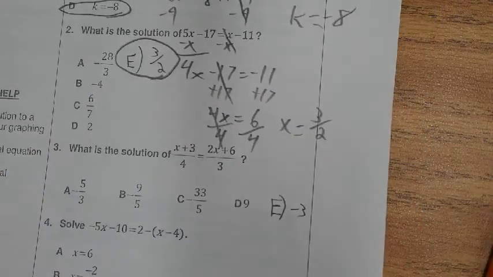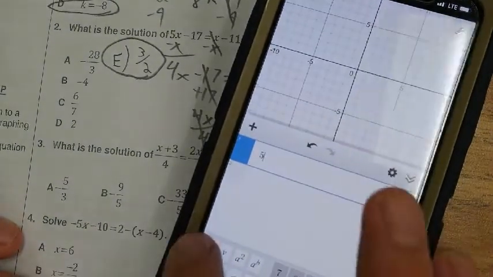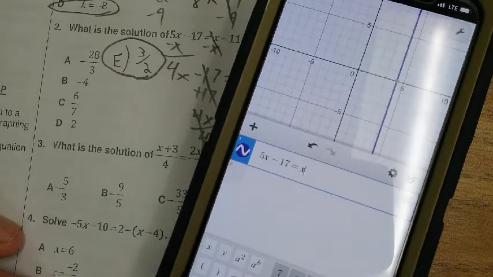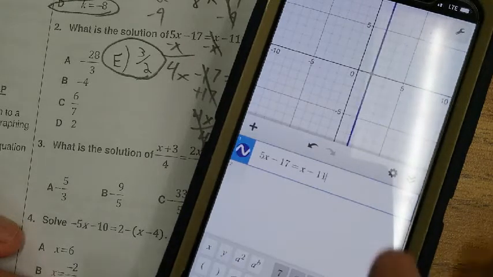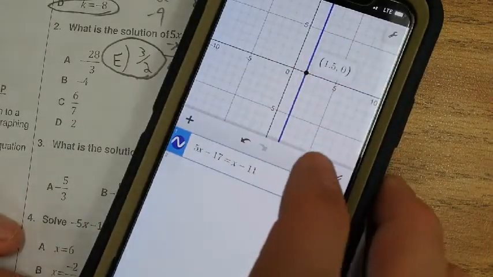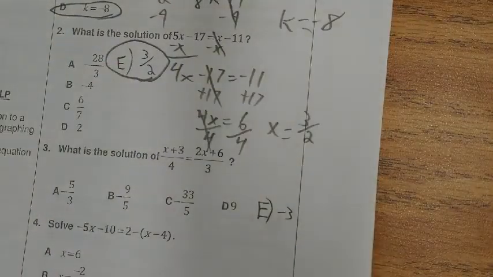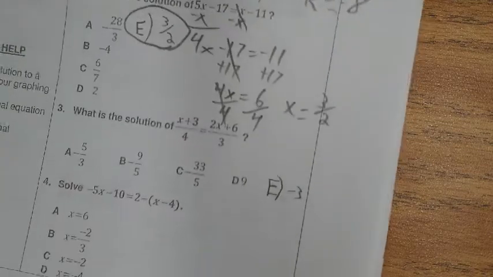But once again, just to show you again, you could type this into Desmos, and it will find your answer way quicker. And the nice thing about Desmos is it is a computer. 1.5, we know 1.5 is 3/2. It shouldn't mess up as long as you type in everything correctly.